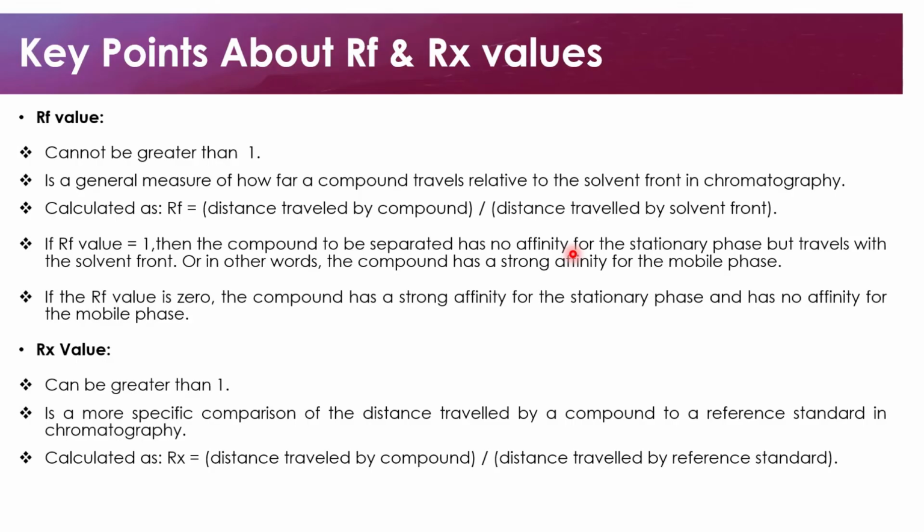So now let's look at the RS value. The RS value can be greater than 1, and it's a more specific comparison of the distance traveled by a compound to a reference standard in chromatography. And it is calculated as RS equals distance traveled by compound divided by the distance traveled by the reference standard.